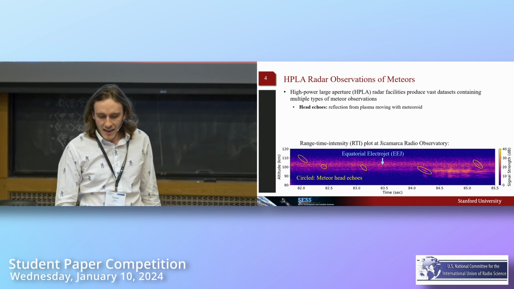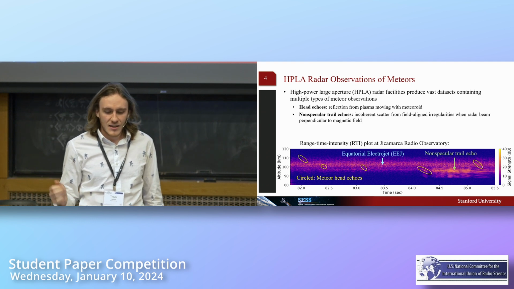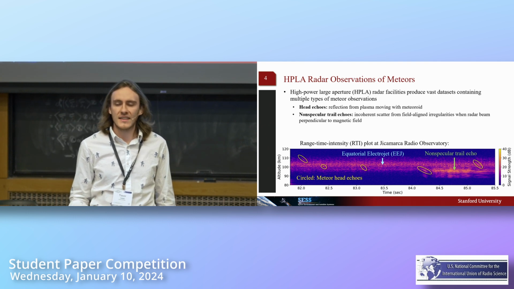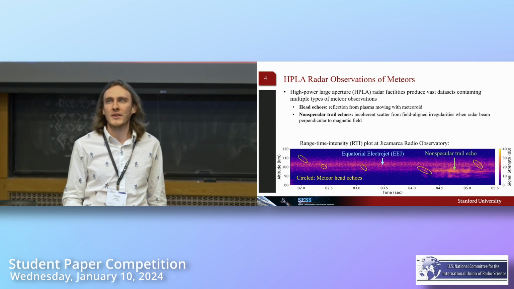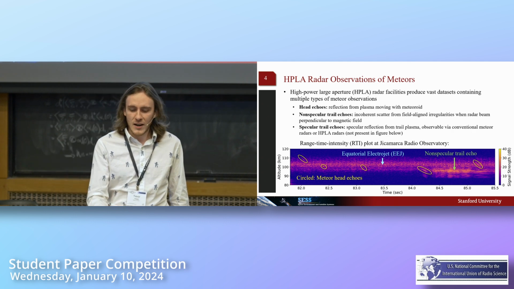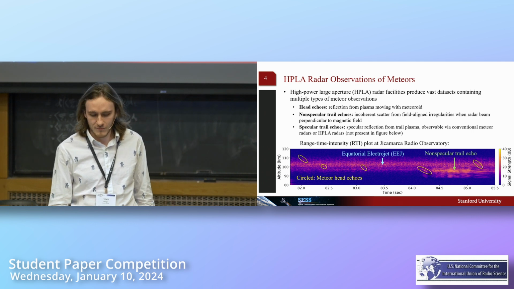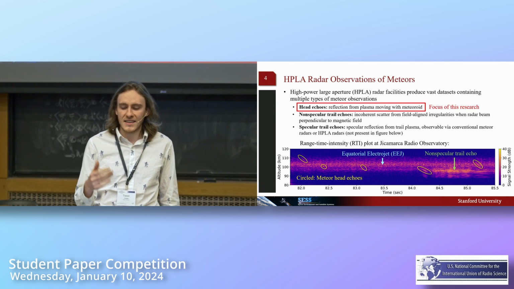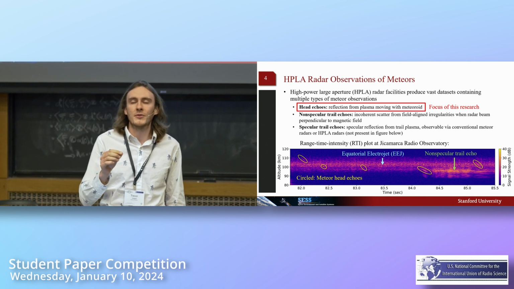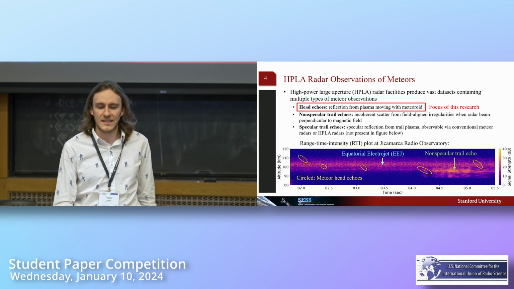This here is the equatorial electrojet, which happens at Jicamarca, and then you can also have non-specular trail echoes, such as this one in the lower right, which occurs due to incoherent scatter when your beam is perpendicular to the magnetic field, as is the case often at equatorial radars that are pointed directly up. You can also have specular trail echoes, which don't show up in this diagram, however, they can show up at any meteor radar. And we're interested in the head echoes because they allow us to learn the most about these particles as they're entering Earth's atmosphere. They're a direct result of that signature. And so they help us with the broader motivation of this work and kind of the scientific goals.